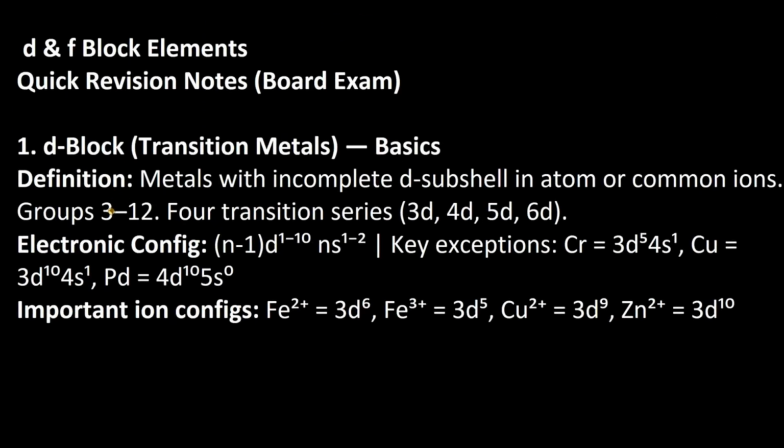Then we are moving to d and f block elements. D block elements are the transition metals. They have an incomplete d subshell in an atom or in a common ionic form also. The electronic configuration follows (n-1)d1 to 10, ns1 to 2. But there are some exceptions like chromium, copper, palladium.